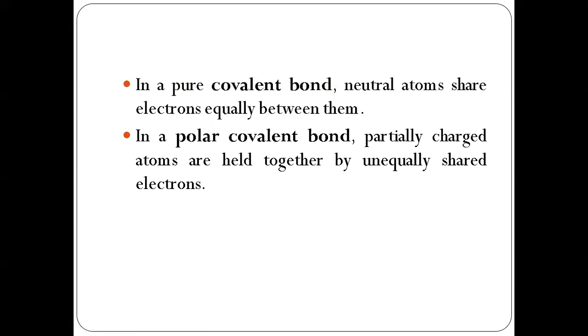Okay? Then, in a polar covalent bond naman, partially charged atoms are held together by unequally shared electrons. So, pag sinabi naman natin polar covalent bond, yung partial charge ng isang atom ay held together by unequally shared electrons. Kabaliktaran ito ng pure covalent bond kasi kanina equal, dito naman unequal. At the same time, kanina neutral, ito naman partially charged. Okay, it's either positive or negative, depende kung mas malapit siya sa kanan or sa kaliwa, para mag-signify as positive or negative.